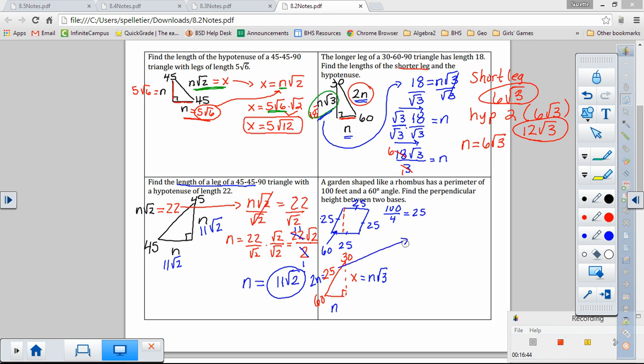So I'm going to rewrite that over here. 2n equals 25. And I'm going to divide both sides by 2 to isolate my variable. Okay, so I'm going to get 12.5 for n. And the question's asking me to find the perpendicular height. So I need to find what x is. And if I know n, I'm going to plug it in. So x equals 12.5 square roots of 3. You could actually calculate that out if you wanted to. So do 12.5 times the square root of 3 on your calculator. And you find out that the long leg is approximately 21.7. So x, or the long leg, is 21.7. That's what you are looking for.